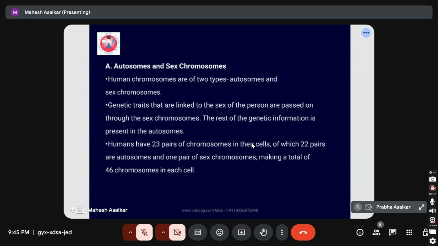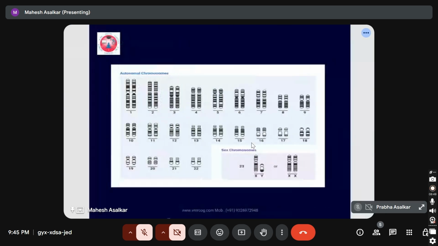Then another classification is autosomes and sex chromosomes. This we have already seen. Human chromosomes are of two types: one is autosomes and second is sex chromosomes. Genetic traits that are linked to the sex of the person are passed on through the sex chromosomes. The rest of the genetic information is present in the autosomes. Okay, humans have 23 pairs of chromosomes in their cells, out of which 22 pairs are autosomes and one pair is sex chromosomes, making a total of 46 chromosomes in each cell. So this is the 23 sets of chromosomes. 22 are autosomes, and the last pair which you see is the sex chromosome, and it may be XY or it may be XX. Okay.